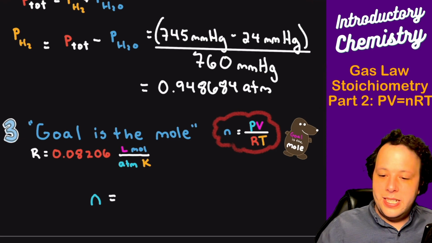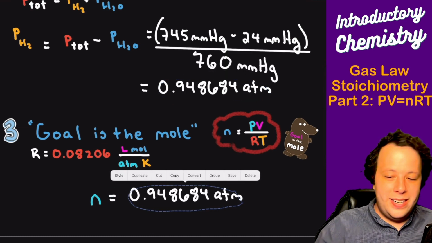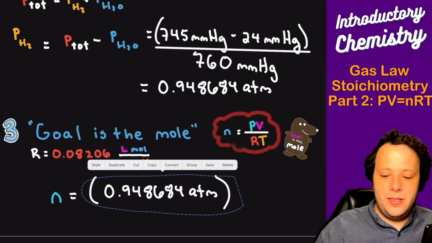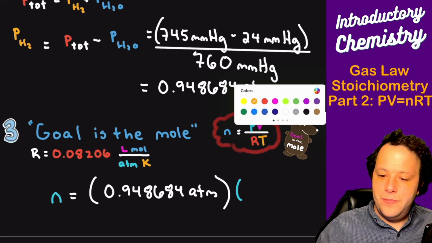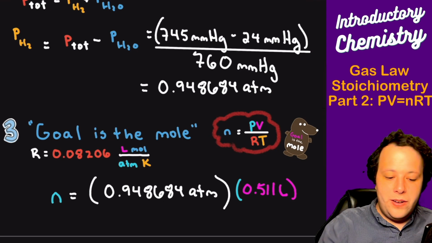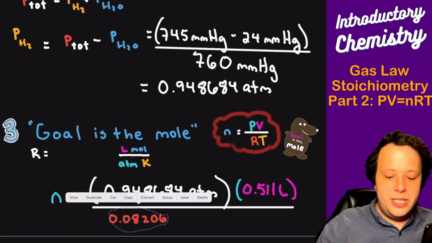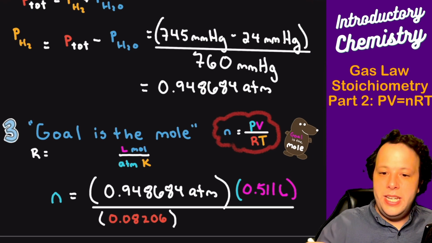So if we were to do that, let's take our numbers. So we have our n value, so we'll copy that down. And our pressure value. And that's going to be multiplied by the volume, which was 0.511. Let's try to color code these. So we have 0.511. We'll make that pink to match. 0.511 liters. And that's all going to be divided by R, which we have right here on the side. So that's 0.08206. And then that's going to be multiplied by the temperature, which was 300 Kelvin.